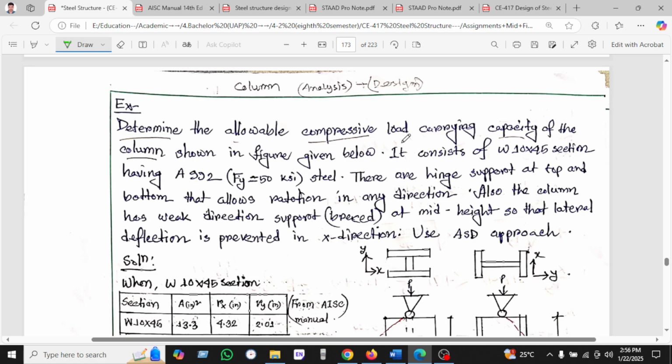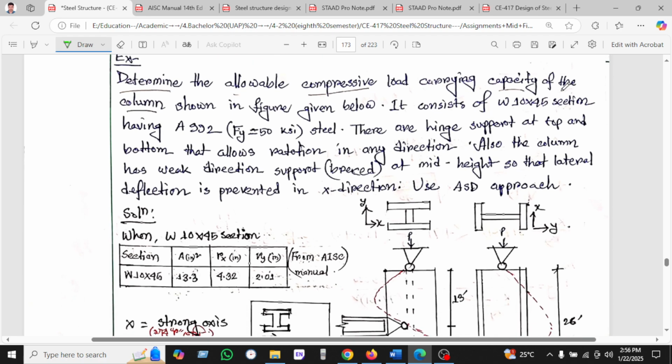Determine the allowable compressive load carrying capacity of the column shown in the figure given below. It consists of a W10 section with A992 steel, hinge supported at top and bottom and allowed to rotate in one direction. Also the column has bracing in the weak direction at mid height, so that lateral deflection is prevented in the x direction. Use the ASD process.